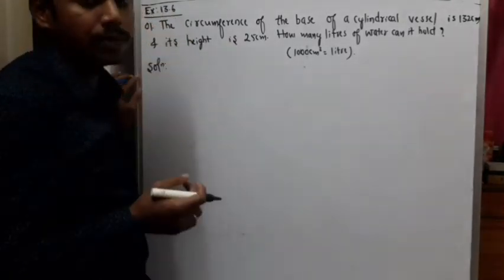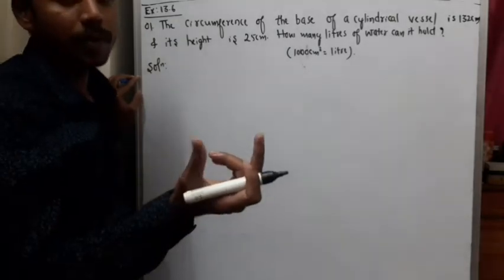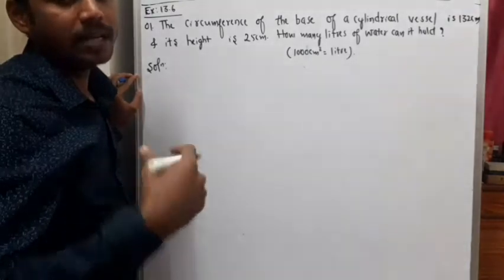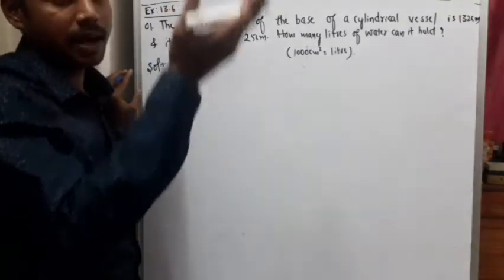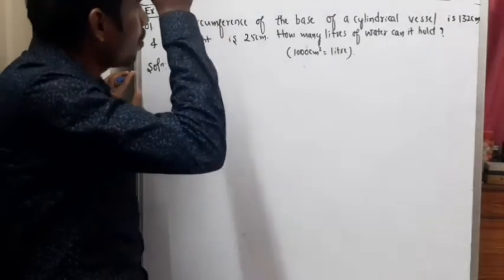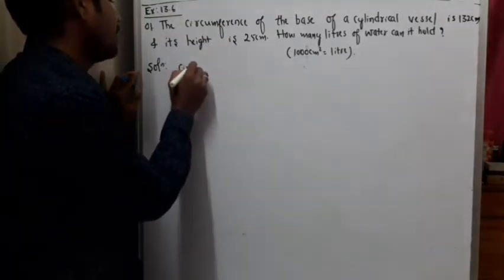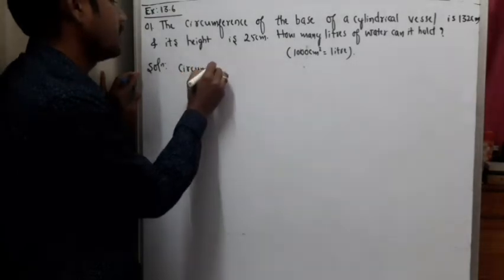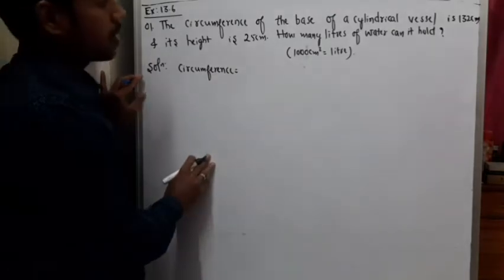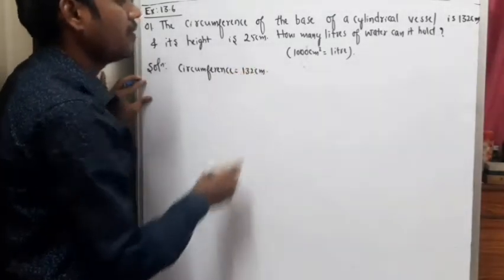What is the volume of a cylinder formula? Base area into height. The base will be in the shape of a circle, so what is the area of a circle? Pi r square, and multiplied by the height will give you the volume of a cylinder. Now what is given to us? They have given the circumference of the base of a cylinder. Circumference is equal to 132 centimeter.